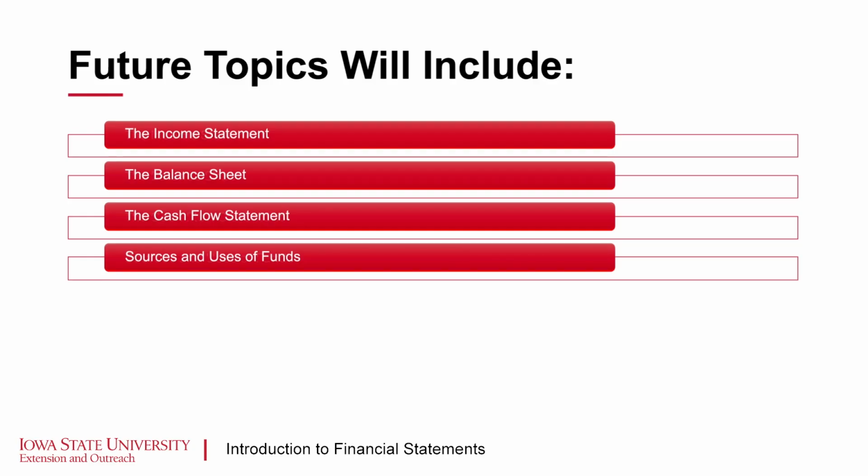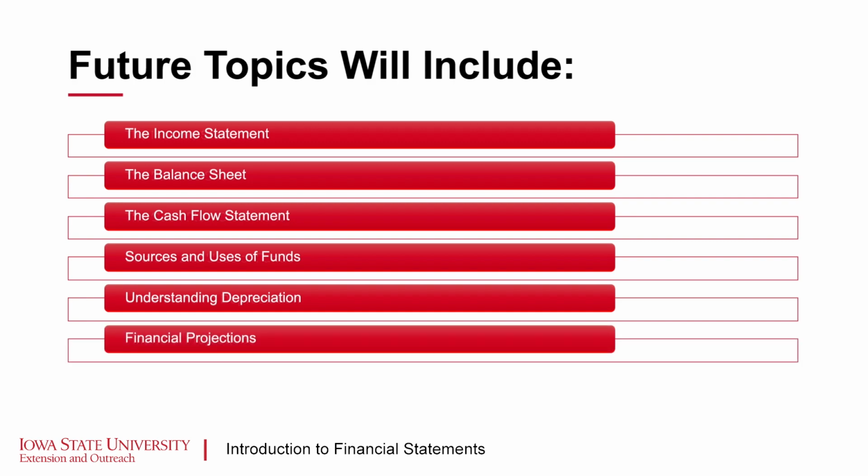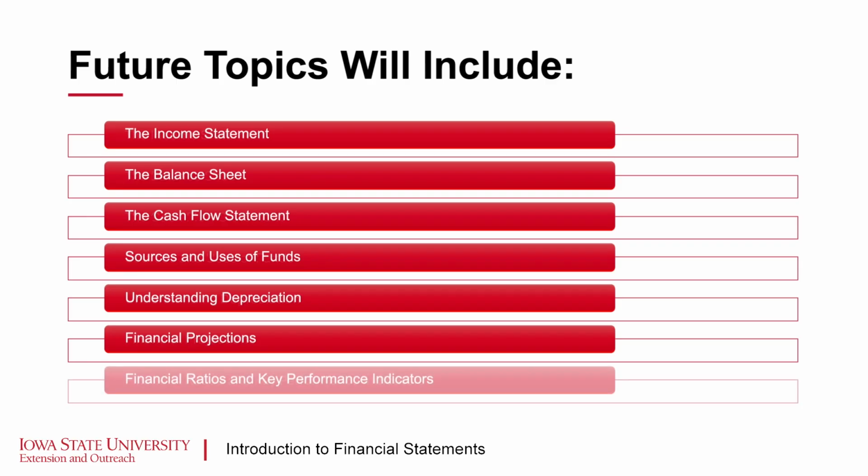Understanding the sources and uses of funds will be another topic, helping us identify where funds come from and how they are utilized. We'll then move on to understanding depreciation, exploring different methods and their impacts on financial statements. Financial projections will be covered, teaching us how to create and interpret future financial forecasts. And finally, we'll look at key performance indicators and financial ratios, essential tools for measuring financial health and performance. These topics will equip you with the knowledge and skills needed to effectively manage and analyze your business's financials.